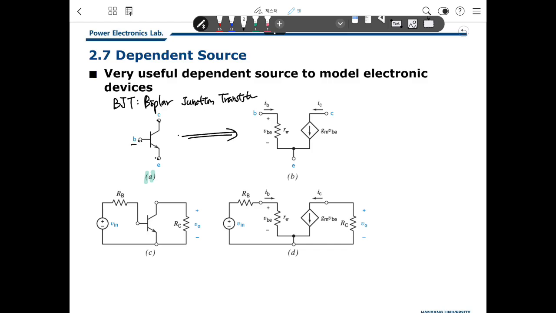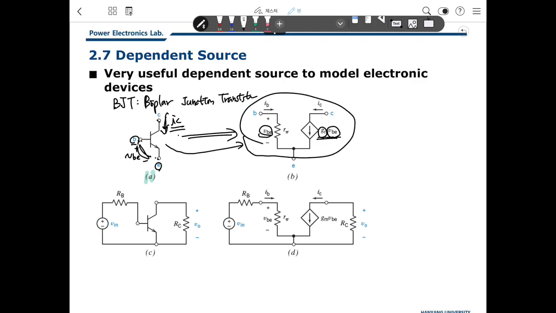What is that? The current is flowing this way. This is IC, and IC is determined by VB. What is VB? The voltage between here. So the current flowing this way, IC, is determined by the voltage between B and E, VBE. The gain is gm. So this can be replaced in this model. If we draw it this way, then that will be replaced here.